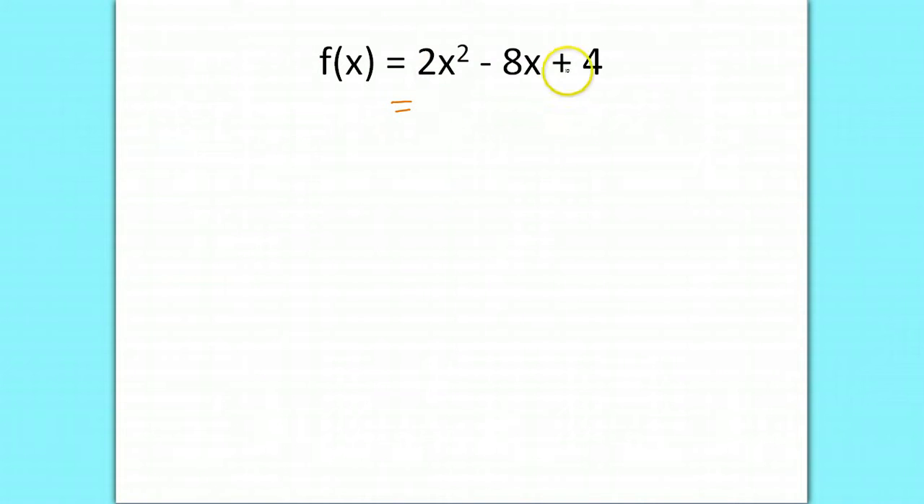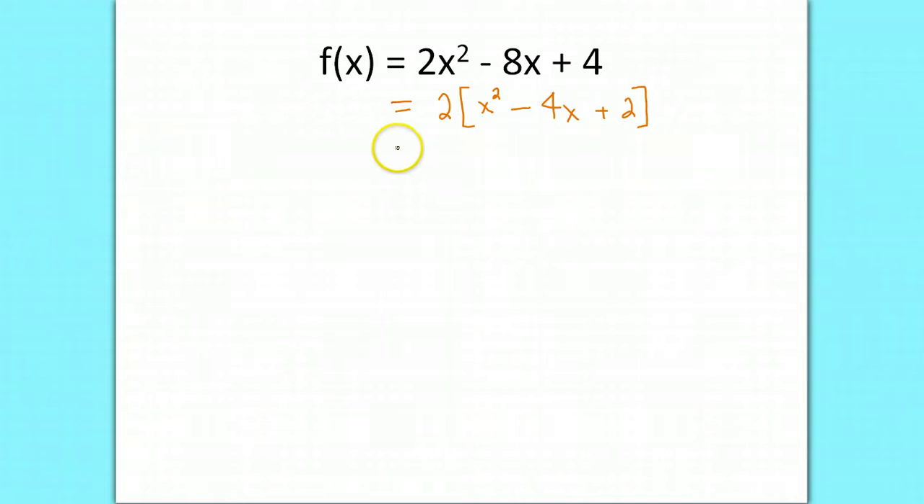All three of these terms have a 2 in common, so we can factor that 2 out. And 2x squared divided by 2 will leave us with just x squared. 8x divided by 2 is 4x, so we'd have 4x left there, and 2 divided by 2 is 1.